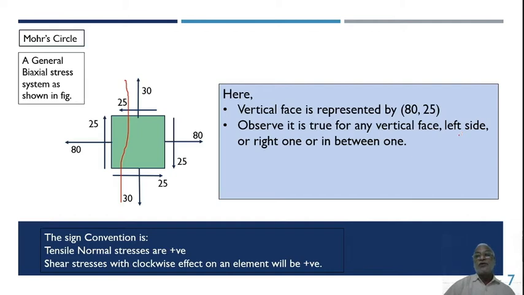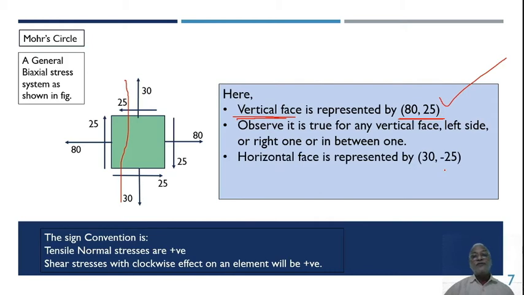Whether the face is on the left side of the element or the right side, or even in case you take a face in between, it will be the same as 80-25 only. So no confusion about what happens if you consider this side or that side. As long as it is a vertical face, it will have the same coordinates 80-25, and all these vertical planes are represented by a single point on the Mohr circle.